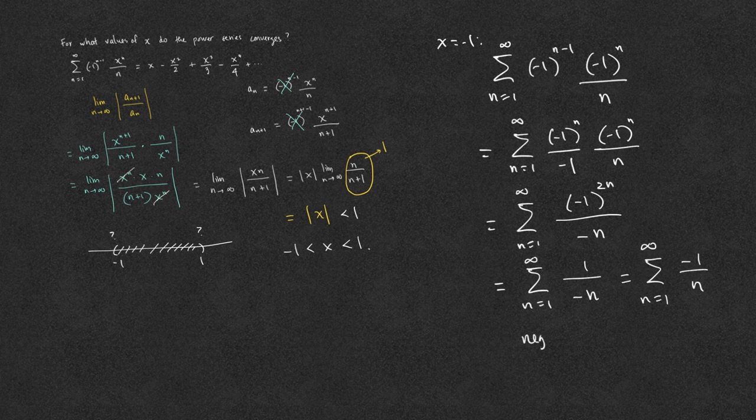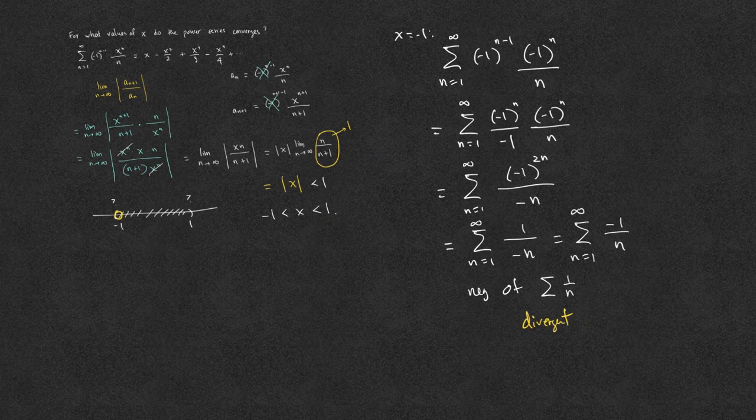We know that this is the negative of the harmonic series 1 over n. So this is the negative of a divergent series. It is therefore divergent. So we can't include the endpoint negative 1. We still need to plug in x equals 1 and check the right endpoint. When x equals 1, the given series is the sum as n goes from 1 to infinity of (-1)^(n-1) times 1 to the n power over n. And this series is the sum from n equals 1 to infinity of (-1)^(n-1) over n.